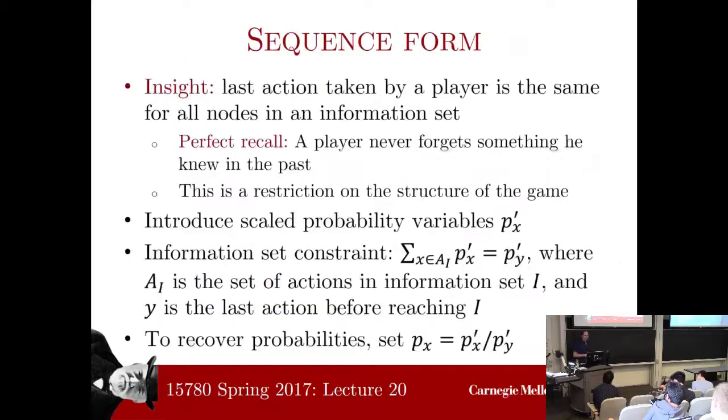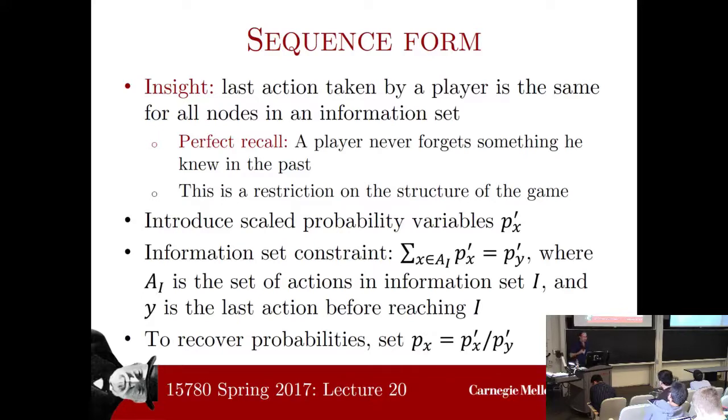What we'll do is introduce scaled probability variables P prime X. The information set constraint is, for all of the nodes in the information set, the sum over P prime X equals P prime Y, where Y is the last action the player took before we reach this information set. That's the formal way of capturing what I was just saying intuitively.